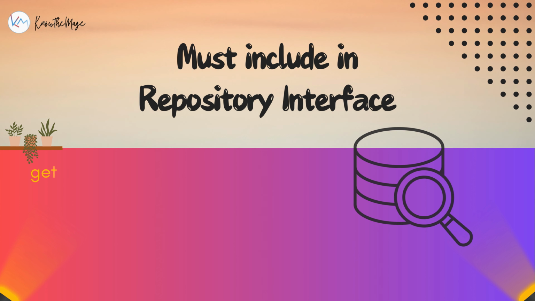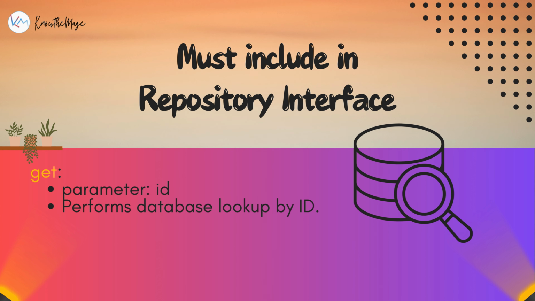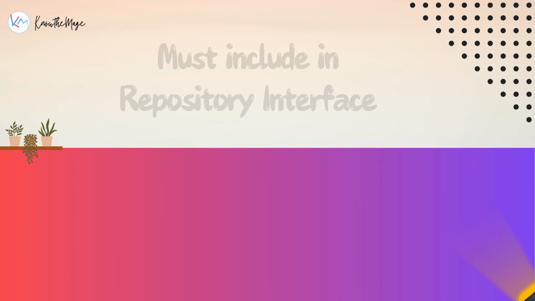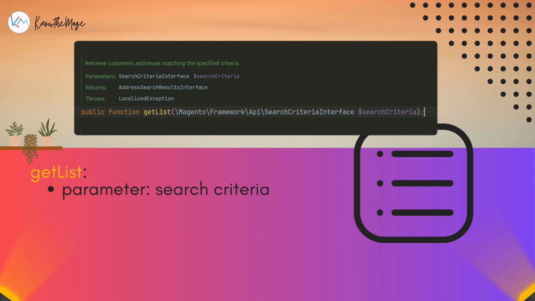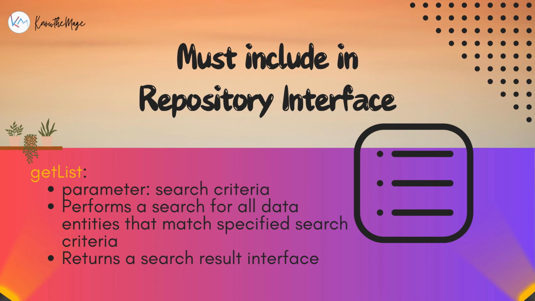Get method. Get method takes entity ID as parameter value, performs database lookup using provided ID, and returns the data entity interface. GetList method. GetList method requires search criteria parameter. The search criteria is also data interface. GetList method performs a search for all data entities that match specified search criteria and returns a search result data interface.